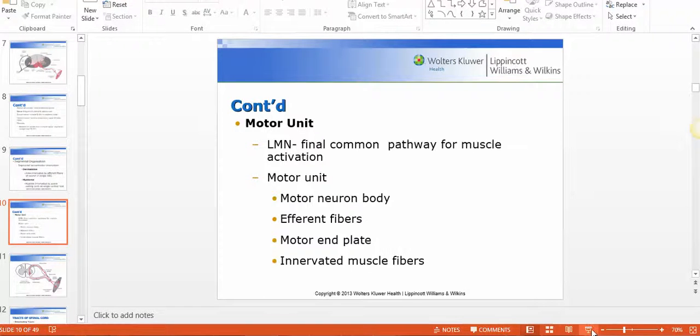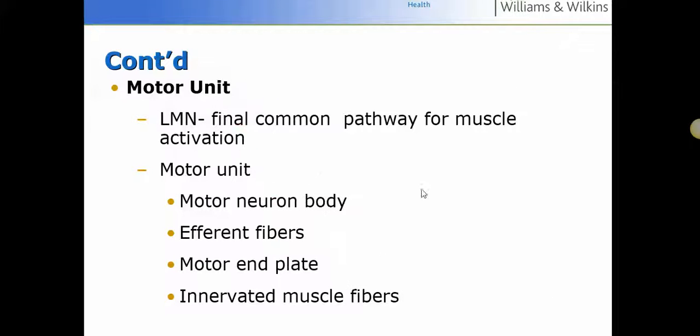Okay, so let's talk about the motor unit. The motor unit refers to the part of the nerve and the muscles which is innervated by that particular nerve. So all spinal nerves have their own respective motor units.